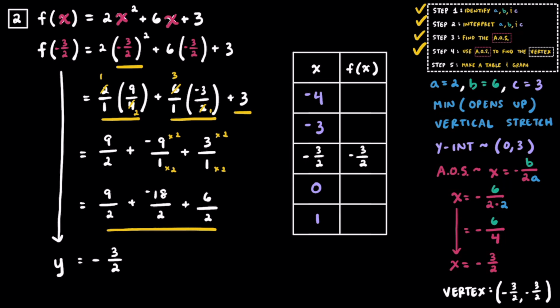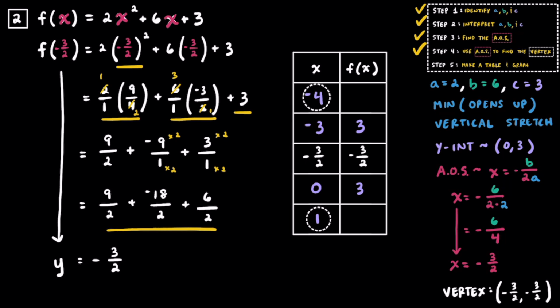Make sure you make your life a little bit easier by choosing nice values that are equidistant from the x value for the AOS on both sides. I really wanted to use x equals 0. Because we know the y-intercept is 0, 3, so 0 goes in, 3 comes out, and that also means that negative 3 goes in and positive 3 comes out.